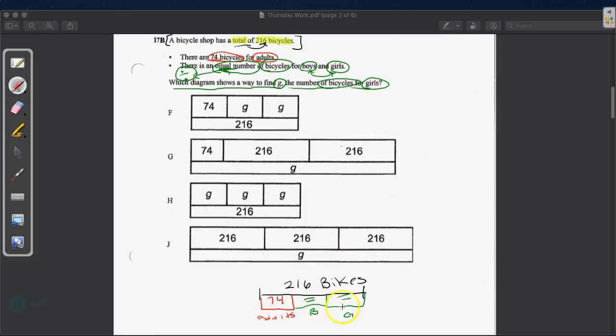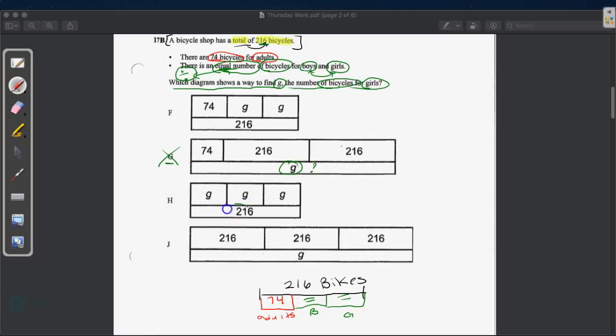Well, look at this. Here's more or less what our picture should look like. Now, if you look at letter G first, look how your total is missing. Your total was 216. Letter G is saying that you're missing it. That's wrong, so letter G was wrong.